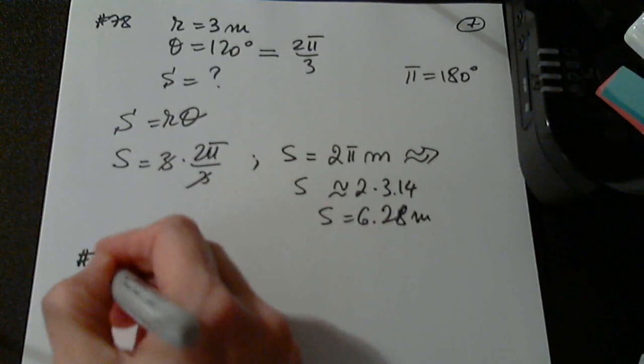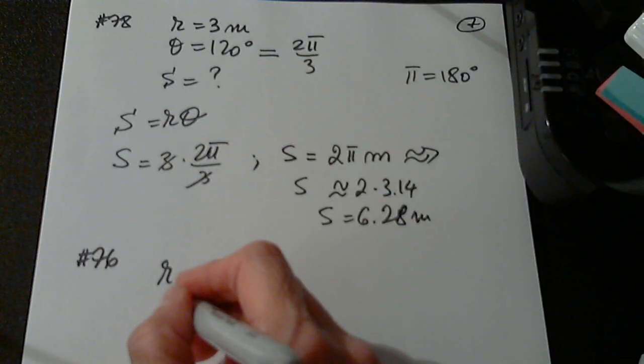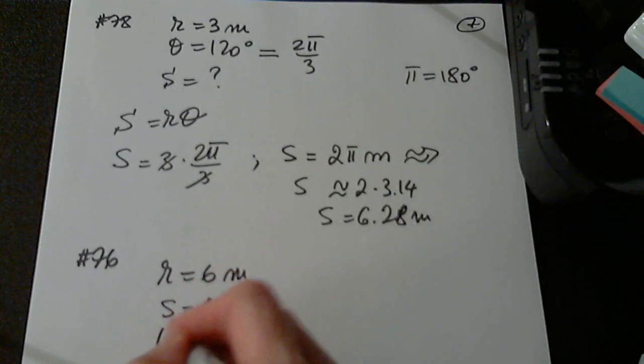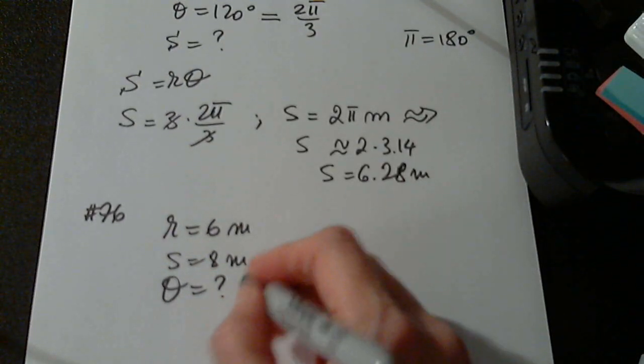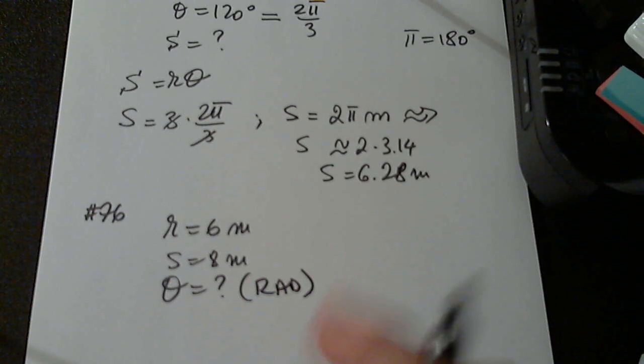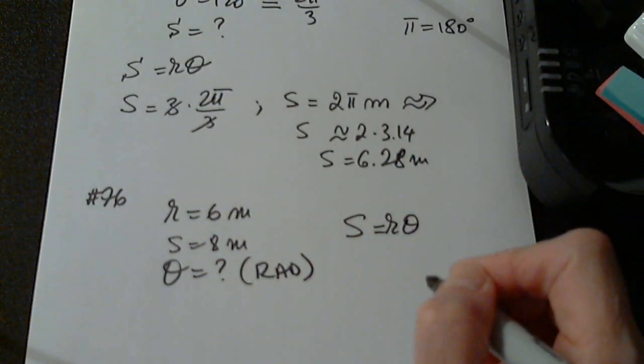So let's also look at 76. In 76, we have r equals 6 meters. We have S equals 8 meters. And this time, they're asking us to find theta. And theta will be in radians. Mandatory. Careful.